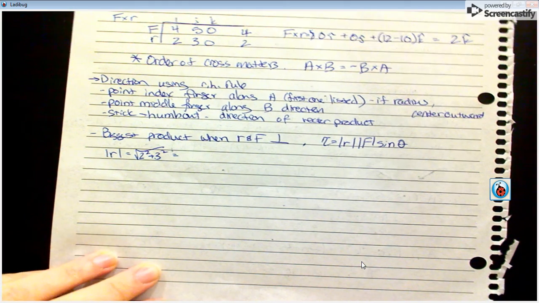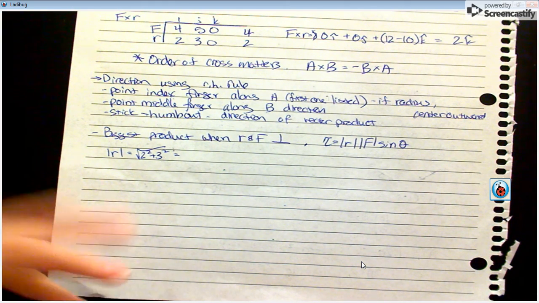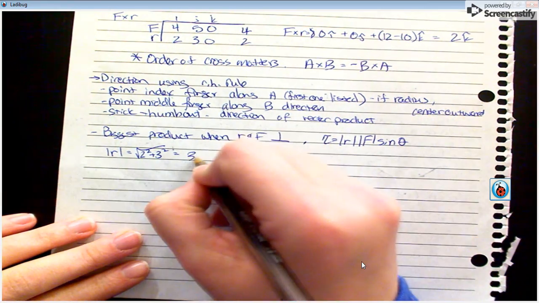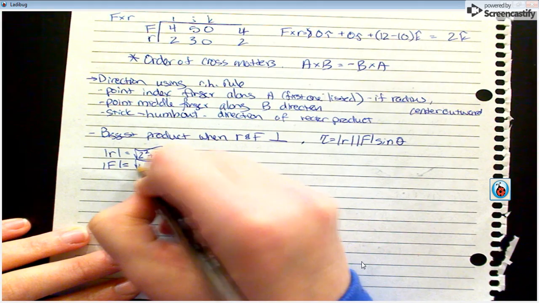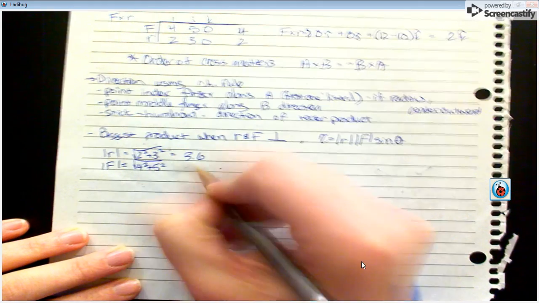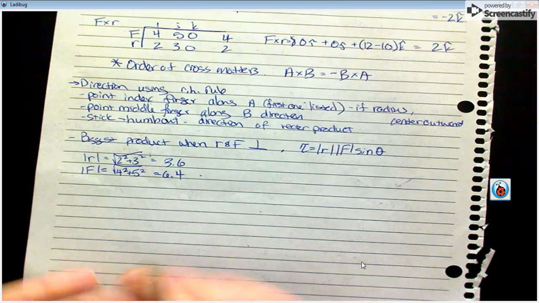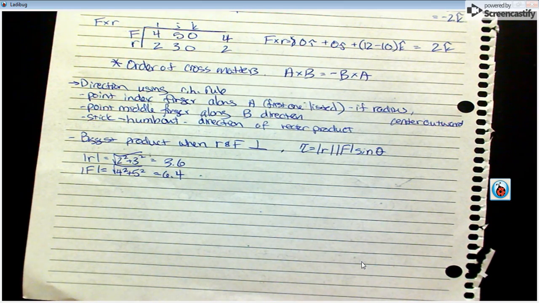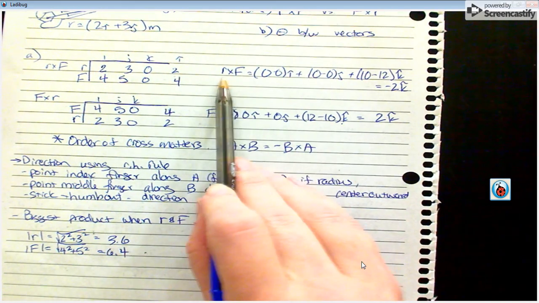square root of the square of each added together. That's a horrible description. 3.6. Magnitude of F. Fancy math here. Now, we already know what the torque is. We figured that out up here. Okay, when we did it the correct way, we got negative 2 k hat.